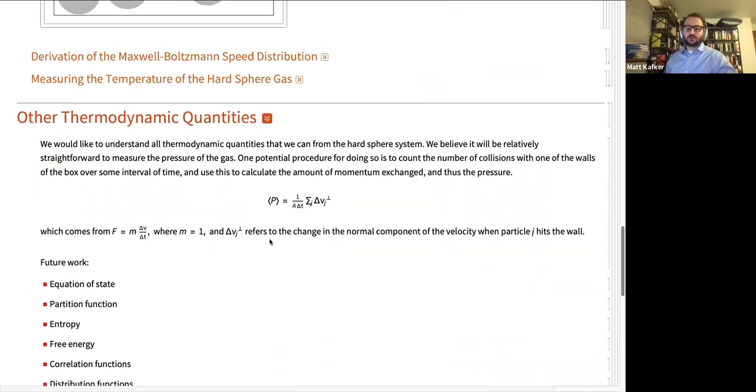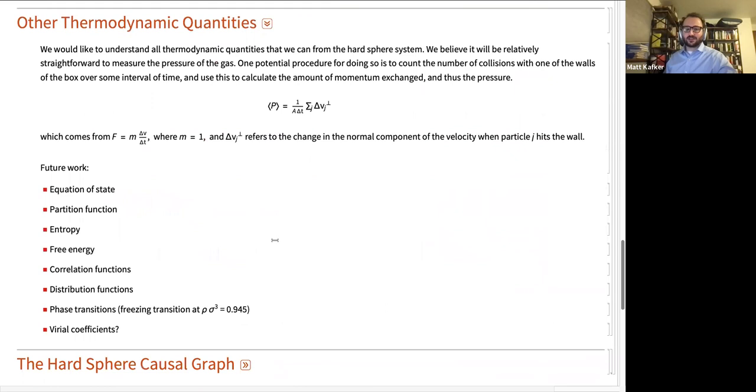We also are going to want to do other thermodynamic things, but this is in a very early stage. You can imagine computing the pressure by counting collisions with the wall and keeping track of the amount of momentum that is imparted to the wall. And the change in momentum over the change in time is going to be a force. So you can imagine computing some sort of average pressure like this, although we haven't explored this very fully. And there's a number of other thermodynamic things that we're interested in doing in the long run. We're just relatively early in this stage of research.